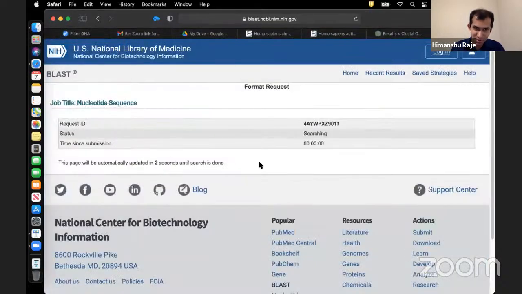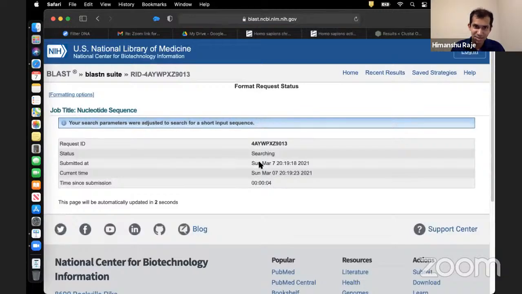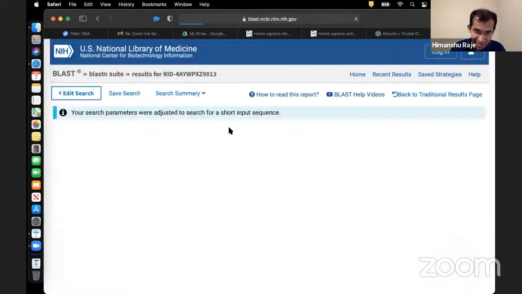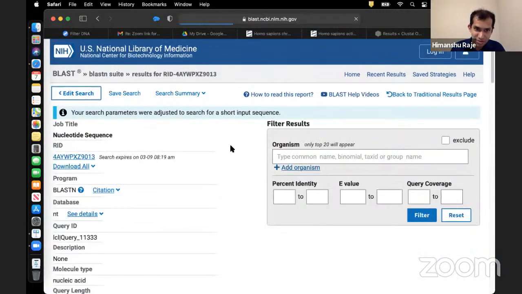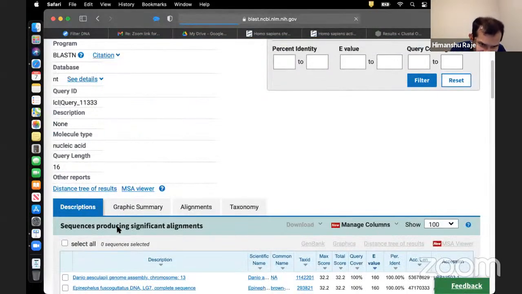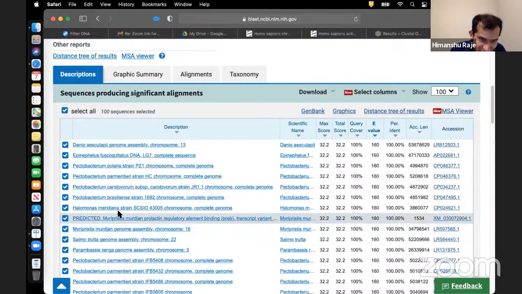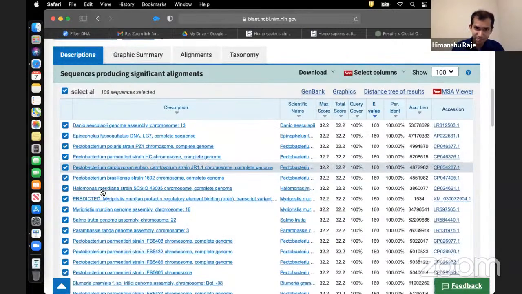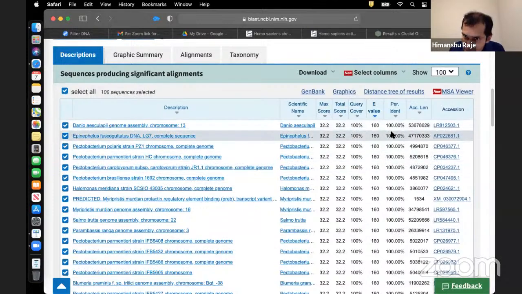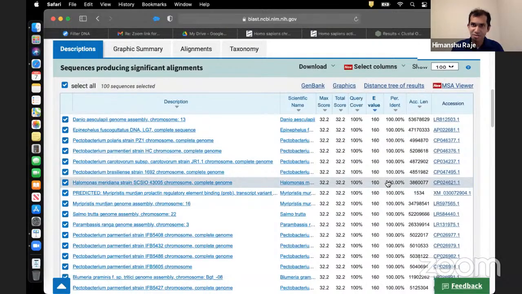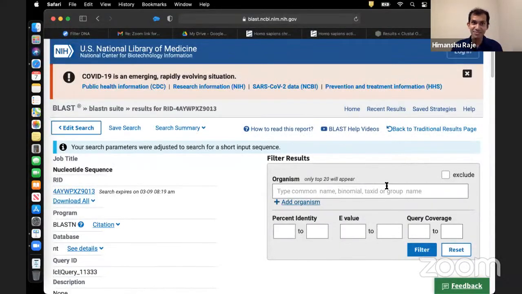The job keeps running. Within a few seconds, it will be blasted. And if there is some significant similarity, it will tell you exactly what it matches with. So that random sequence that I showed you matches with several of these things. It tells you the name of either the protein or organism and the percent homology, like 100% match or 50%, whatever that is. So we are going to do another activity.